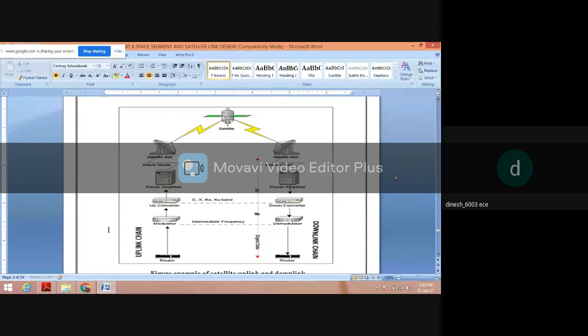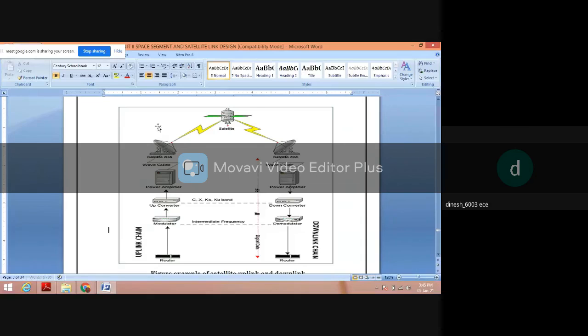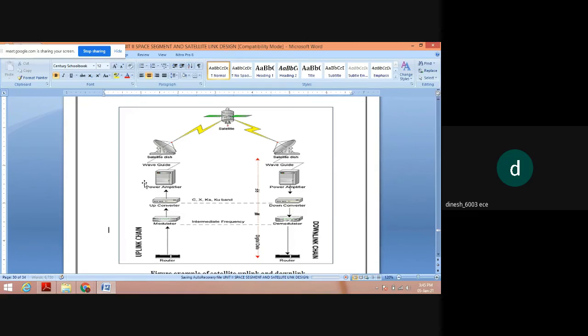So from there it is up converted to C band, X band, Ka band or Ku band. You can see here C band, X band, Ka or Ku band depending upon application. Then it is power amplified, and through the waveguide, mostly we'll be using a microwave guide, it is sent through a satellite dish in Earth station. This is completely in Earth station, and this is called as uplink system, and the frequency used here is uplink frequency. So then it is sent to the satellite.